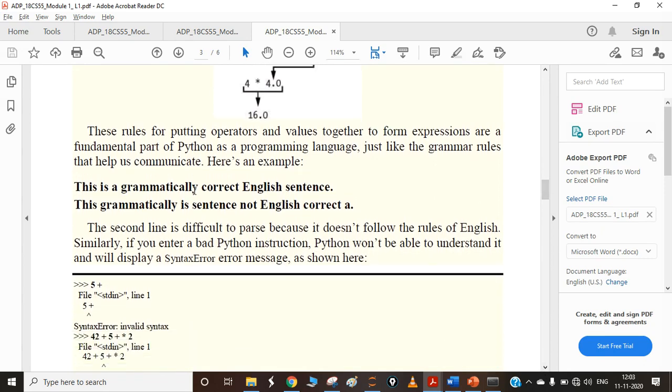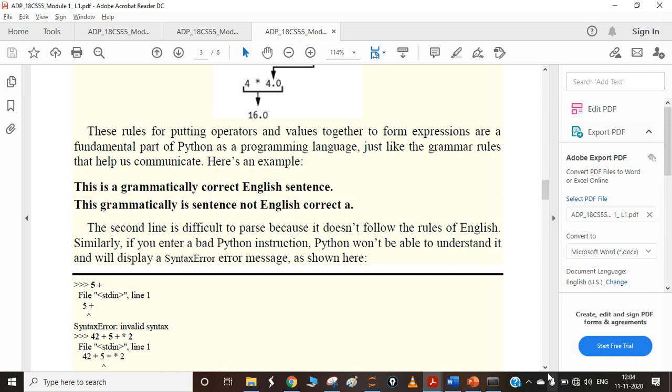These rules for putting operators and values together to form expressions are a fundamental part of the Python programming language, just like grammar rules that help us to communicate. Let us take one simple example here. This is a grammatically correct English sentence. So this is the first statement. Second statement, same thing we have written here. This is grammatically not a correct English sentence. The second line is very difficult to parse because it does not follow the rules. So in the second sentence we have not followed the rules of English.